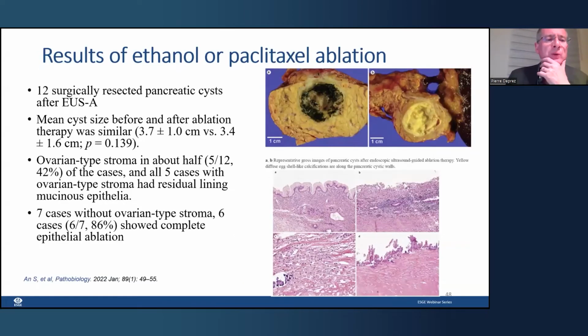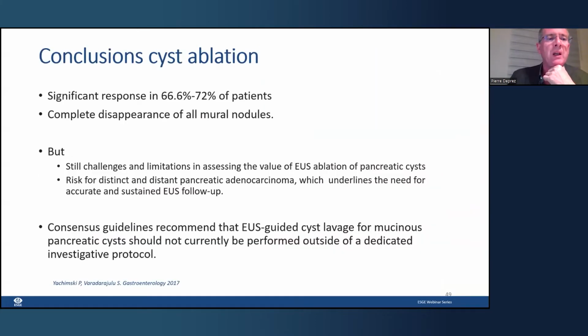I also found an interesting study, just published this year, showing that in patients who were sent for surgery when there was no remission, half of these cases still had ovarian-type stroma in the wall. So when you don't see any disappearance of the cyst, there is of course a risk that there is remaining tissue in the wall, and you have to be concerned about this, of course.